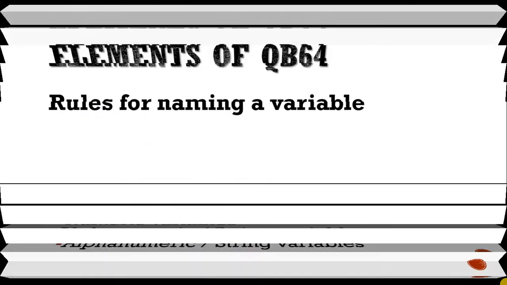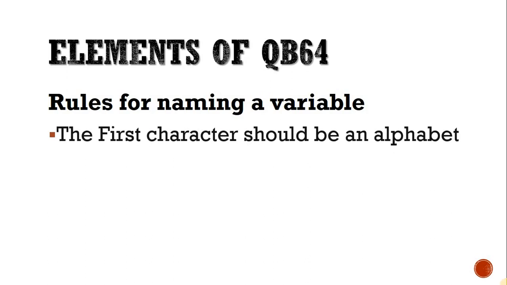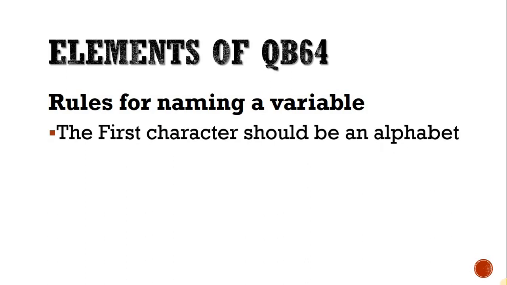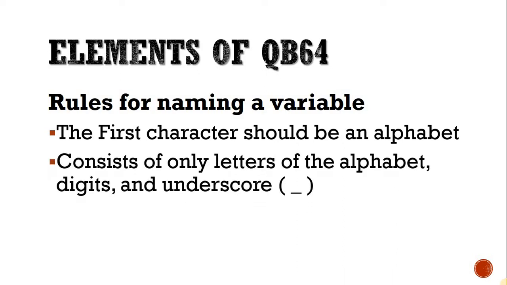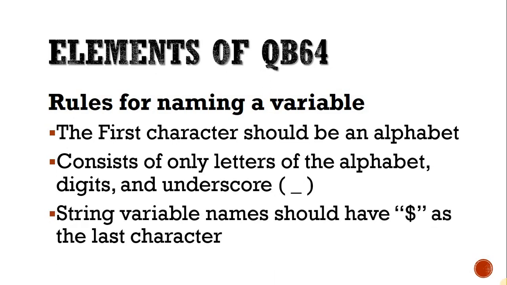Next, rules for naming a variable. Each and every variable has a name. There are some rules that should be kept in mind while naming a variable. They are: the first character of the variable should be an alphabet and an underscore should not be the last character. Variable names can consist of letters, digits, and underscore. String variable names should have the $ sign as the last character.